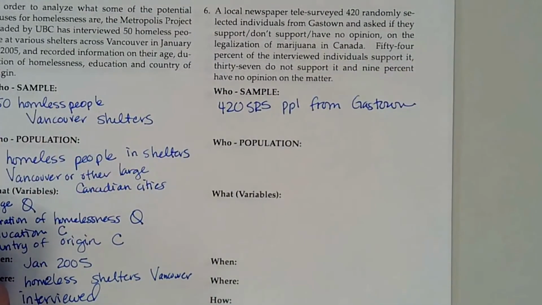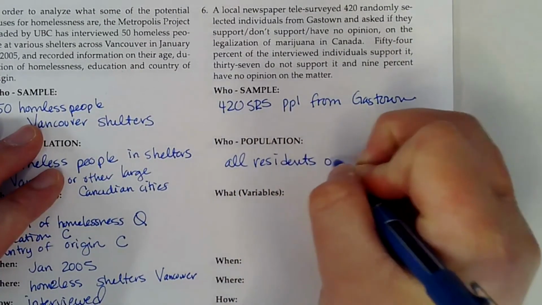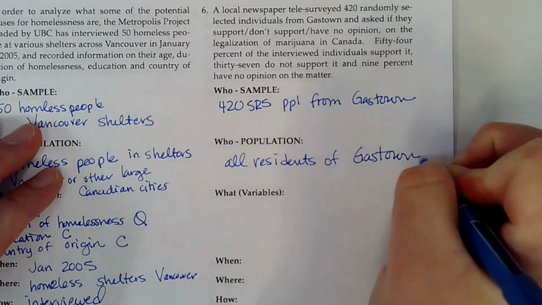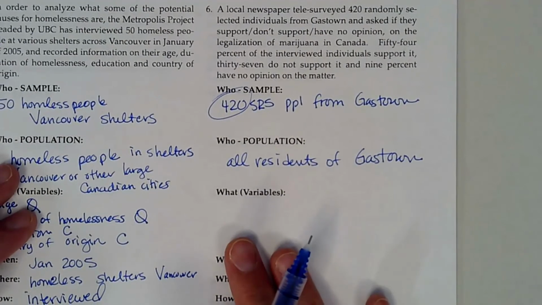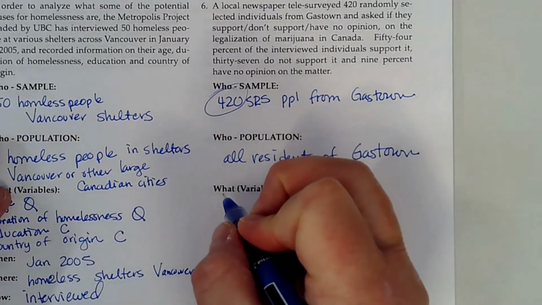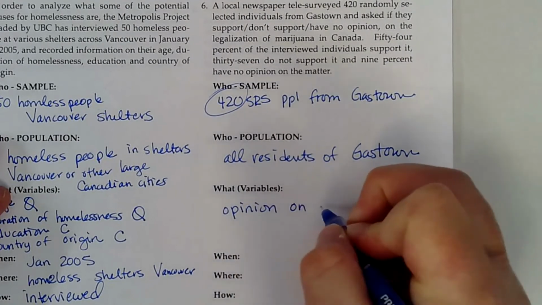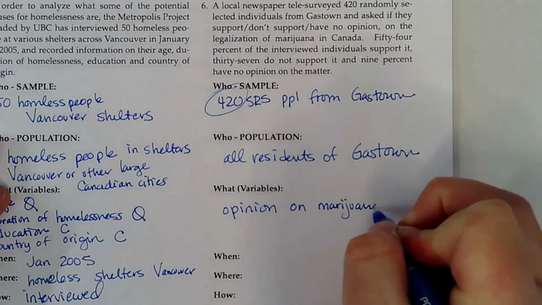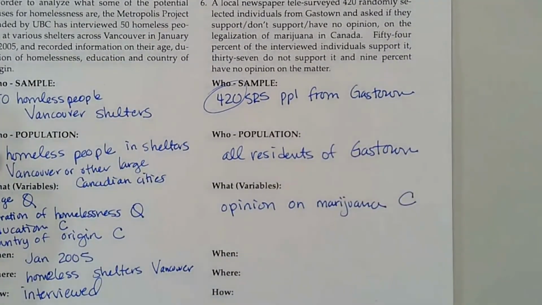Okay. So probably who we could apply these results to, if they randomly pulled them out of residents of Gastown, would be all residents of Gastown. Okay, that's where they got this 420 randomly from. So that makes that our population. Our variables. So they were asked if they support, don't support, or have no opinion on marijuana. So let's see. I'll call this kind of broadly opinion on marijuana. And so there were 3 choices people had to choose from: support, don't support, or no opinion, which would make this a categorical variable.